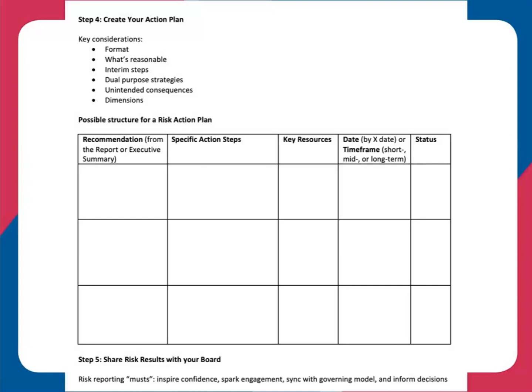So if you download your risk assessment report in Word, keep in mind that you can copy and paste recommendations from the report into a chart like this. So you don't need to retype all of these recommendations. And where your report has specific action steps listed, you can copy and paste those in as well. So we're trying to reduce the amount of effort and time that it takes to create an action plan inspired by your risk assessment.